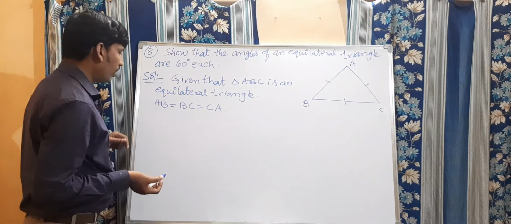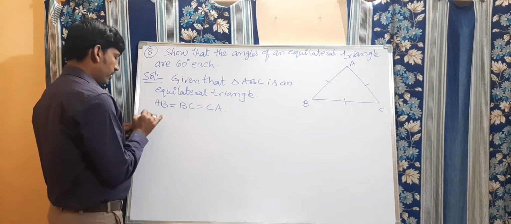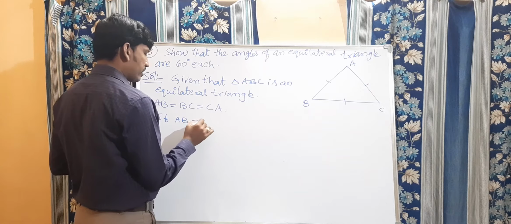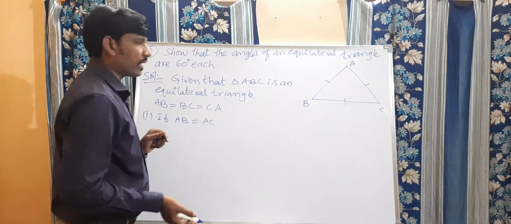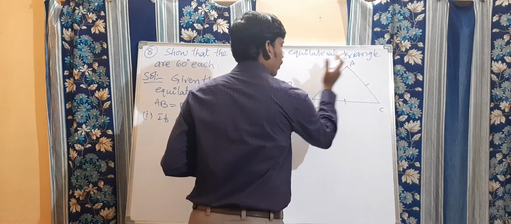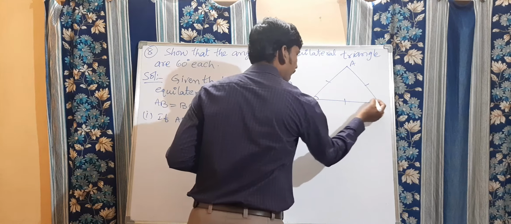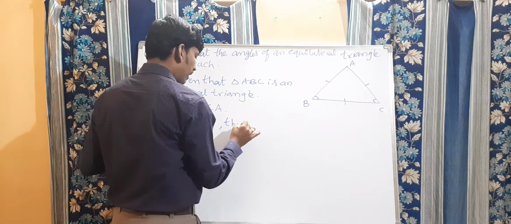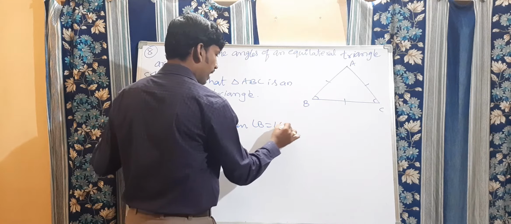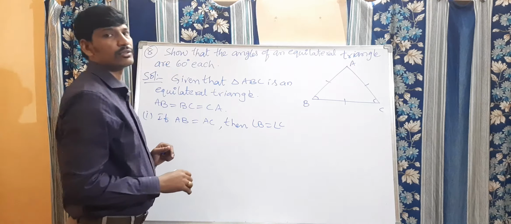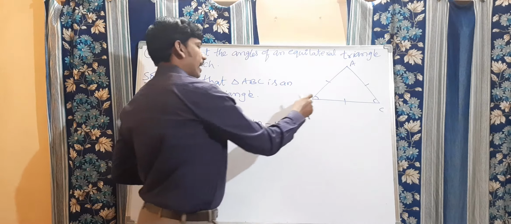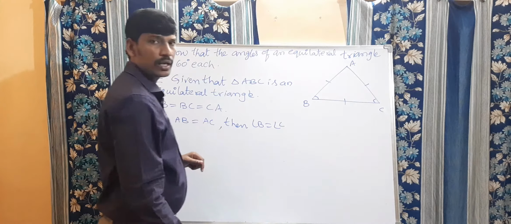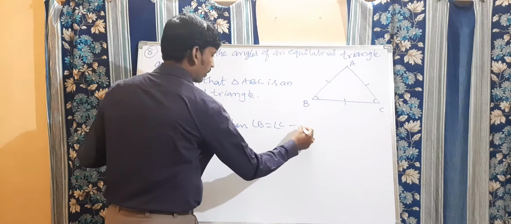Clear? Now the first one is, if AB is equal to AC, then angle B is equal to angle C, right? Then angle B is equal to angle C. What is that? Isosceles triangle. That is, the angles opposite to equal sides are equal. Clear? That is equation number 1.